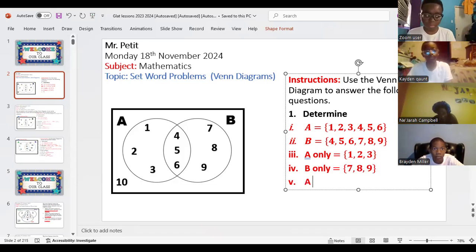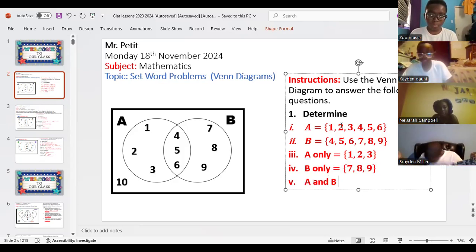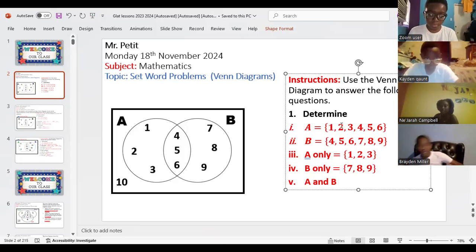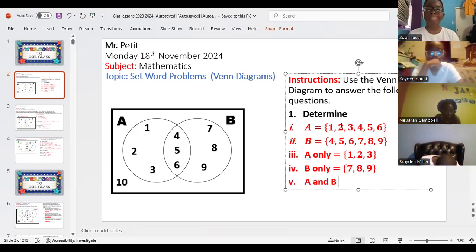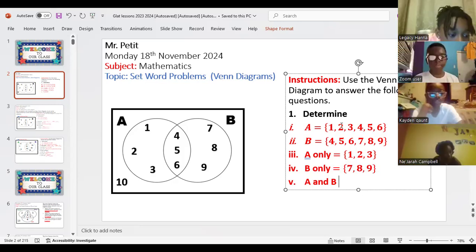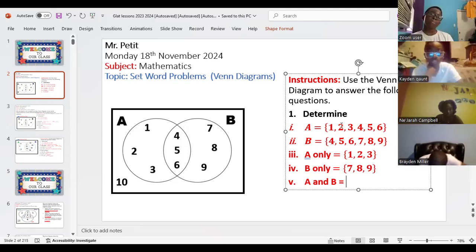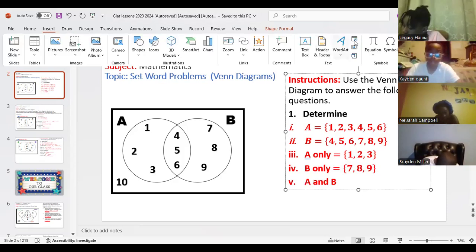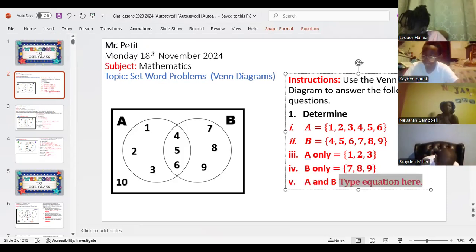Next, I want A and B. What elements are in A and B? No, 4, 5, and 6. What is in A and B? 4, 5, and 6. Good. I'm finished with the diagrams.